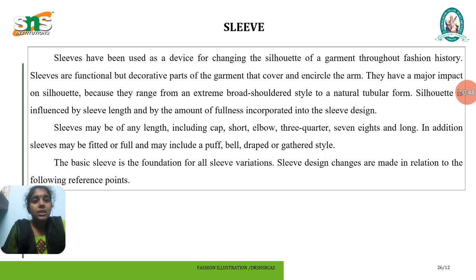Sleeves have been used as a device for changing the silhouettes of the garment throughout fashion history. Sleeves are a functional but decorative part of the garment that covers the arm. From here we can differentiate the sleeves. They have a major impact on silhouettes because they range from an extreme broad-shouldered style to a tubular form. Tubular means it seems to be a tube-like form from this portion to this portion, so the sleeve is in a tubular form.